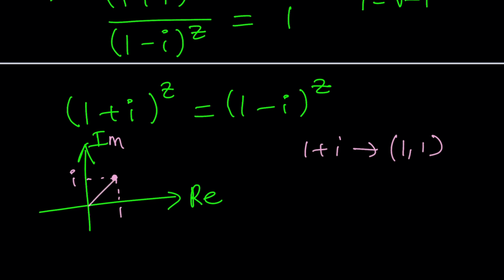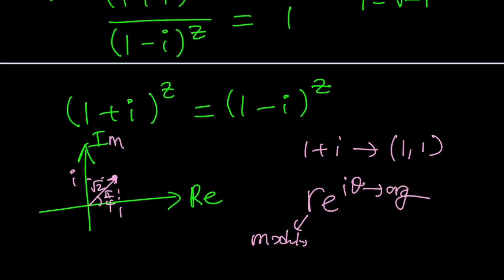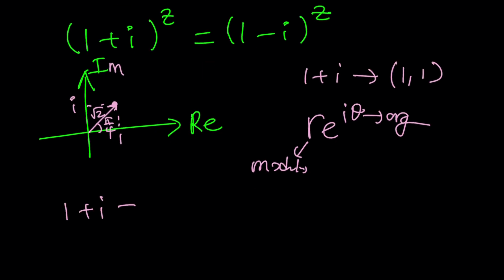And then you can think about two things here. The distance from 0, which is root 2 by the Pythagorean theorem, and the angle, which is pi over 4. So there's two things. Any complex number can be written as r e to the i theta. r is the modulus or the absolute value, and theta is the argument or the angle. So 1 plus i has modulus root 2, and the angle it makes is pi over 4. So we're going to write it like this.